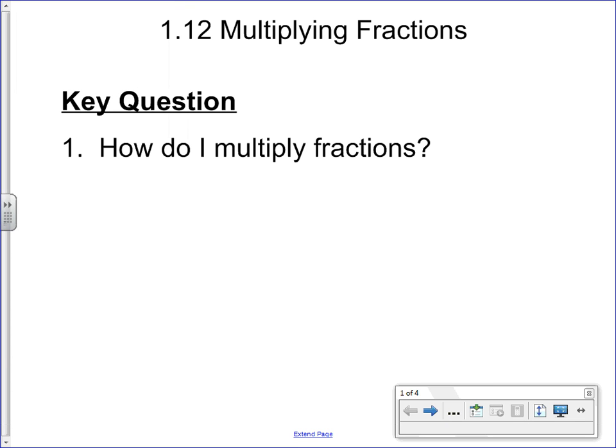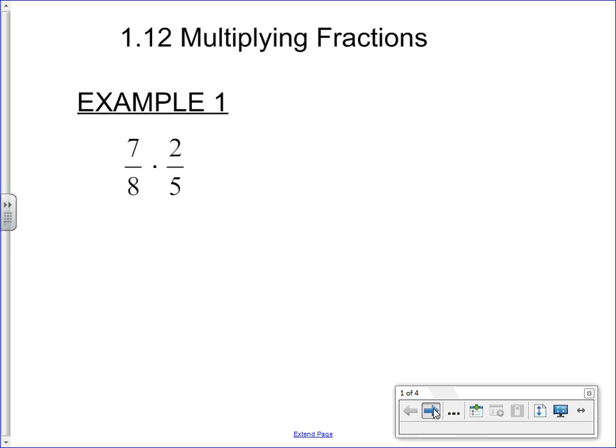In this lesson, we will discuss multiplying fractions. By the end of this lesson, you will be able to answer the question, how do I multiply fractions? If we look at the first example, we have 7/8 times 2/5.